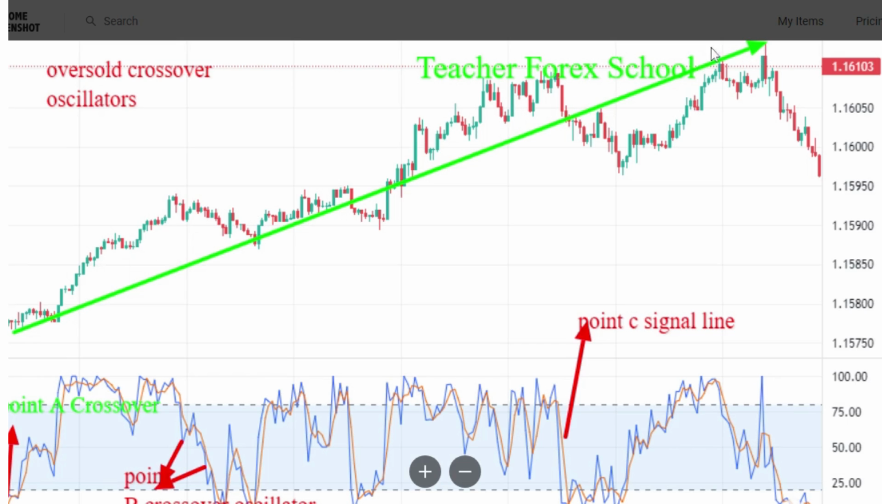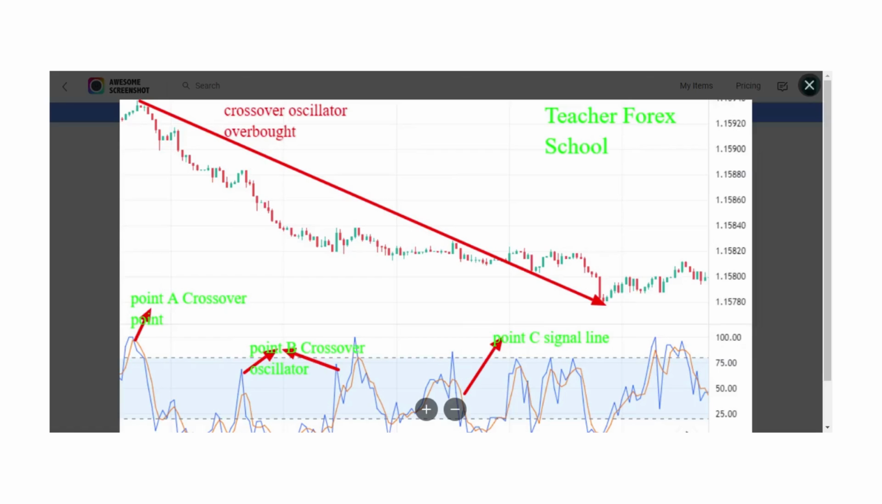I think we can move to the overbought stochastic oscillator. Overbought stochastic oscillator, there are 3 points being indicated. There is point A, point B, and point C. Point A is the crossover point, while point B is the stochastic oscillator indicator, while point C is the signal line. At point A, the stochastic oscillator has crossed below the signal line at above 80.